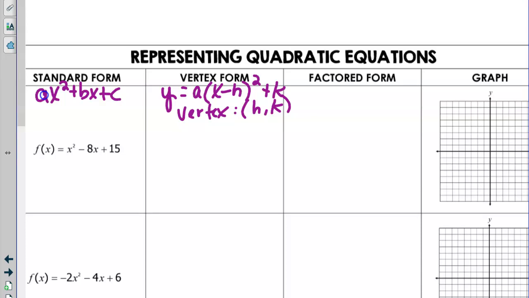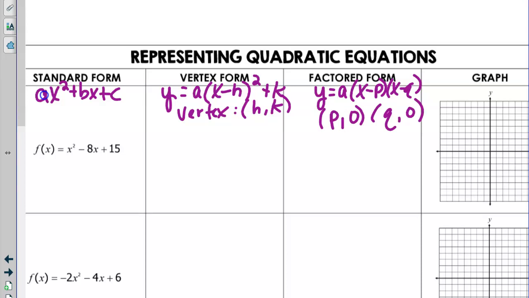Factored form, I should put an a, there might be an a there. Then (x minus p) and (x minus q). Factored form is also called intercept form, depending on which book company you're looking at. The intercepts then are going to be (p, 0) and (q, 0).